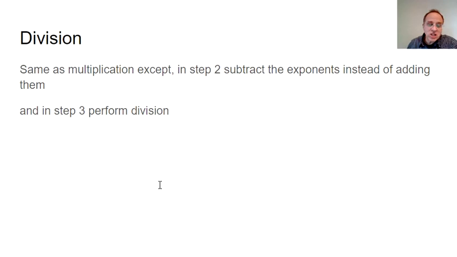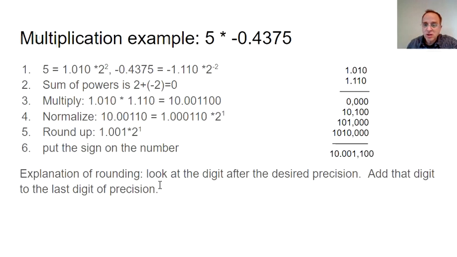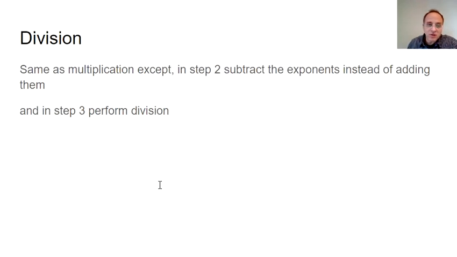Now, division is the same as multiplication, except in the following way. Same except that in step 2, we subtract the exponents. That's how you do division. If you have 2 to the 7th divided by 2 to the 5th, then you subtract 5 from 7 instead of adding them. And in step 3, you perform division.